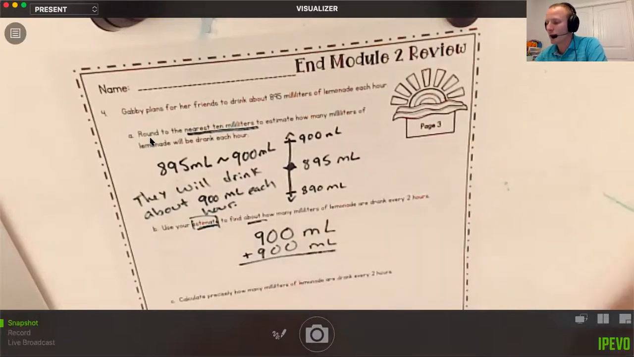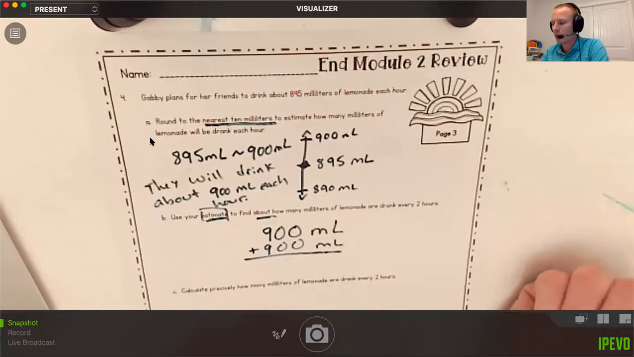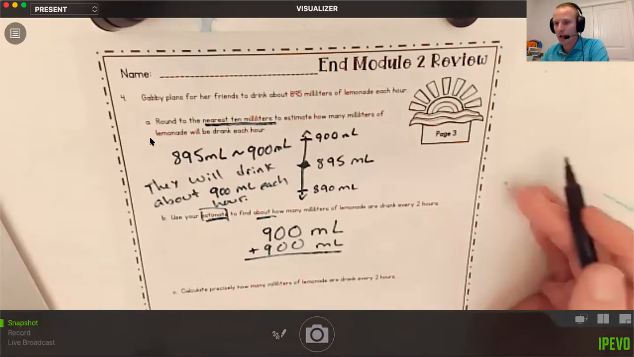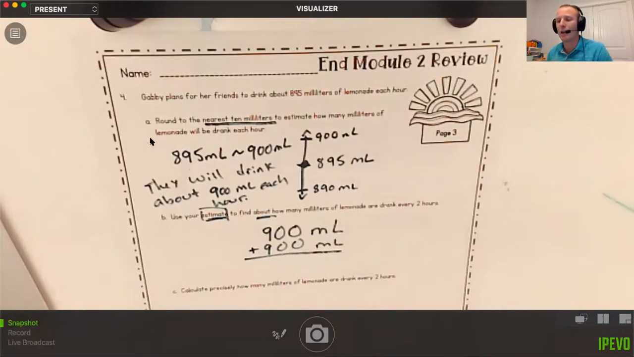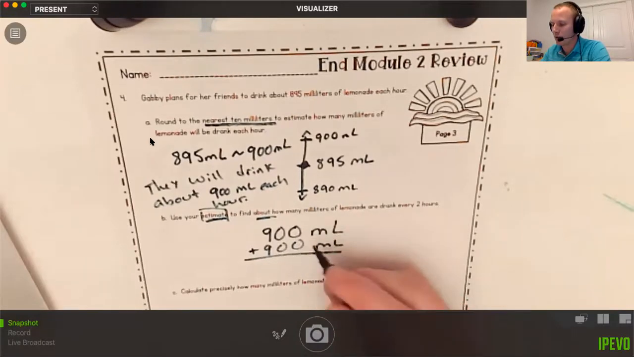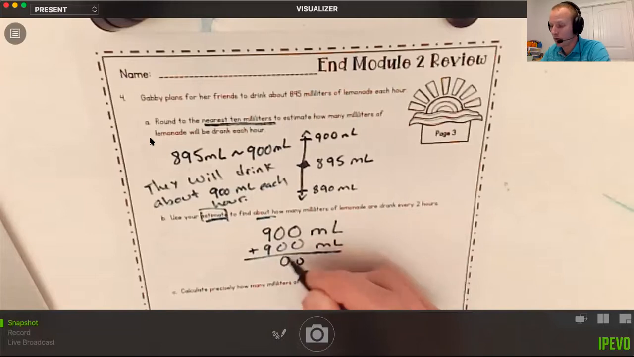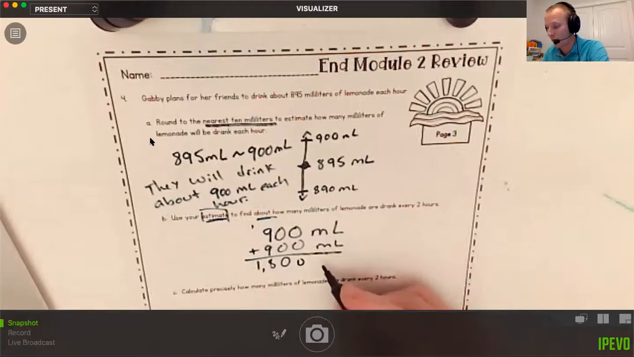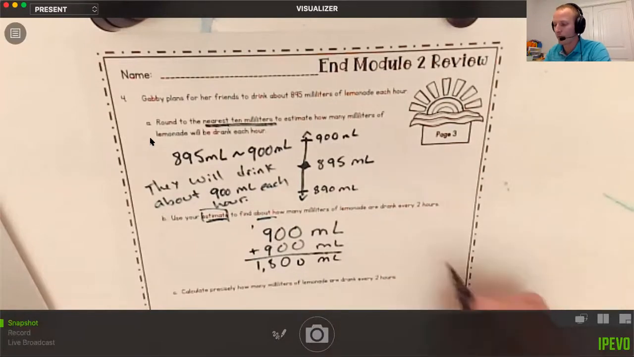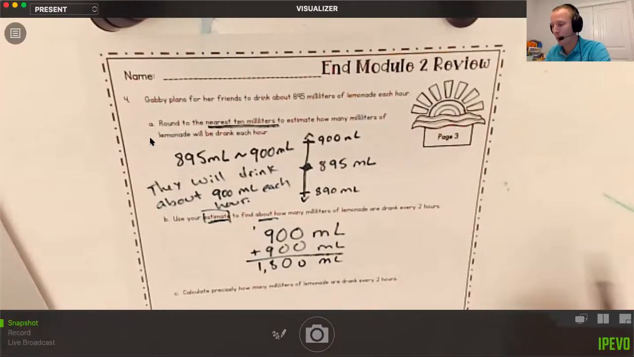Now, the next decision you have to make is whether you're adding or subtracting. And in this case, if we drink about 900 milliliters in the first hour and another 900 milliliters in the second hour, that's adding. We can't take away the amount we already drank, so we're going to add to it. 0 plus 0 is 0. 0 plus 0 is 0. 9 plus 9 is 18. So my 8 goes here. Technically, I carry a 1 and then add it to nothing. So it turns out to 1,800 milliliters. You could again write a sentence for that as well.